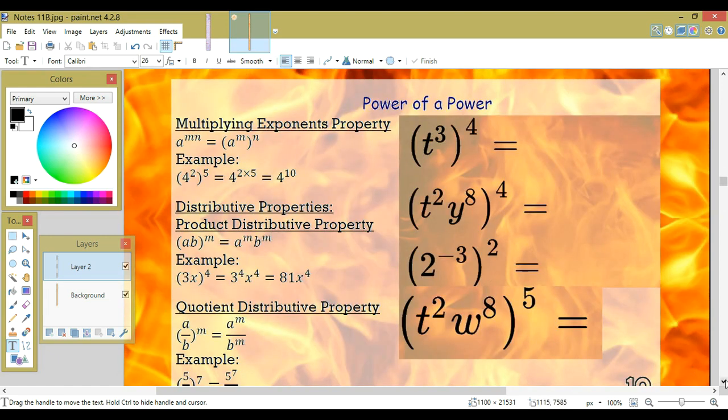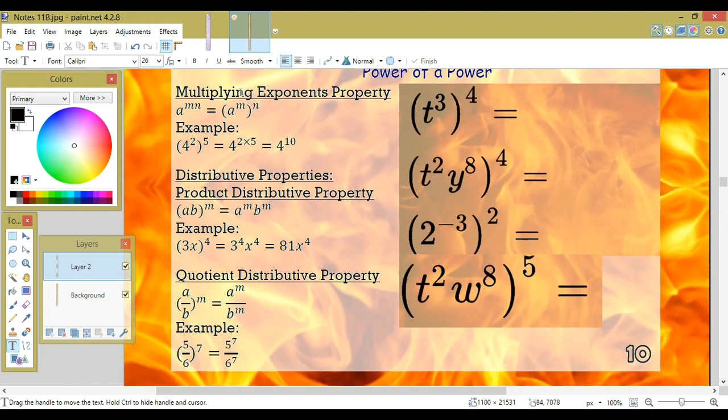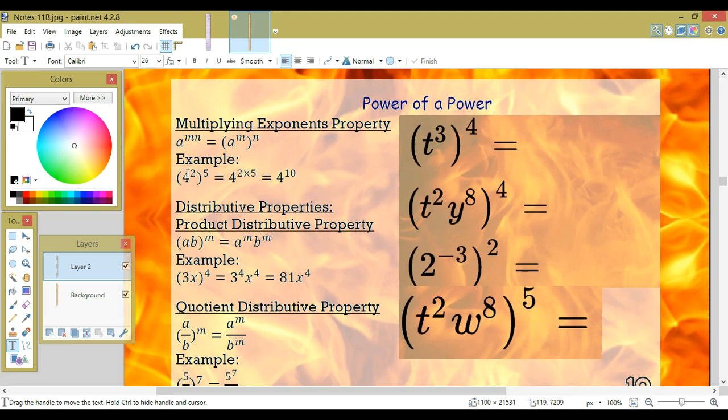Page 10. Power of a power. We'll multiply the exponents. Write these down. See if you can do these before we cover them in class. Here's an example. We have 4 to the 2nd power to the 5th power. That's the same thing as 4 to the 2 times 5 power, which is 4 to the 10th power.